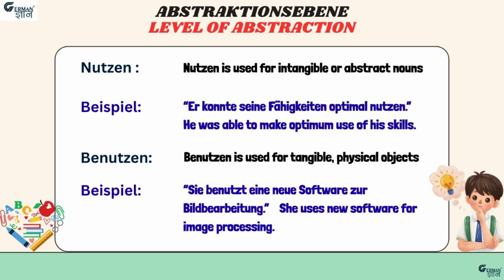Second is level of abstraction. Nutzen is used for intangible or abstract nouns like Zeit, Chance or Vorteil. For example, er konnte seine Fähigkeiten optimal nutzen means he was able to make optimum use of his skills. Benutzen is used for tangible or physical objects like Geräte, Werkzeuge or Möbel. For example, sie benutzt eine neue Software zur Bildbearbeitung means she uses new software for image processing. The rule of thumb is: if you can touch it, it's more likely Benutzen.